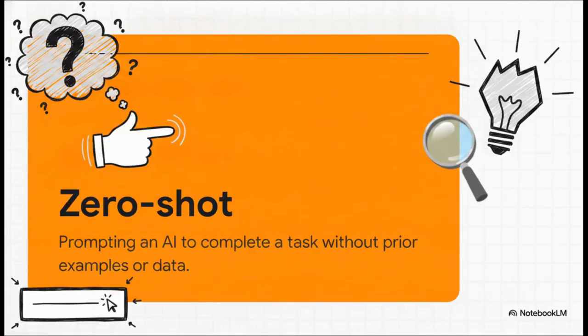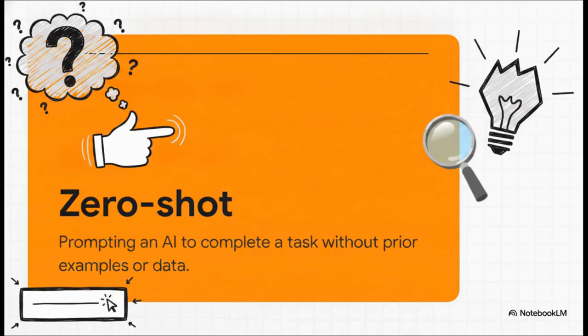Okay, next up is a baseline technique you're going to encounter constantly. It's called zero shot. Now, this is prompting an AI model to complete a task without providing any prior examples or practice data. Essentially, you're asking the AI to play the game completely cold. You're relying 100% on its pre-existing training without giving it a single practice round.